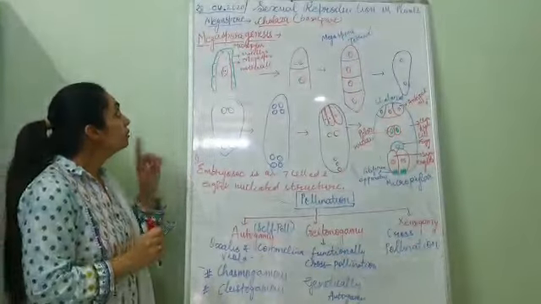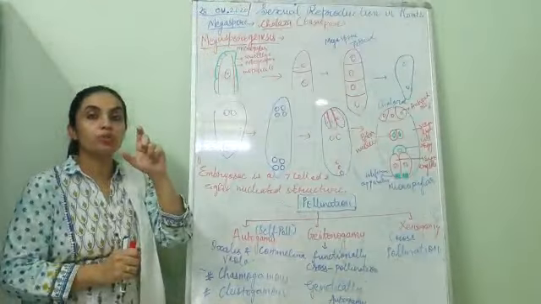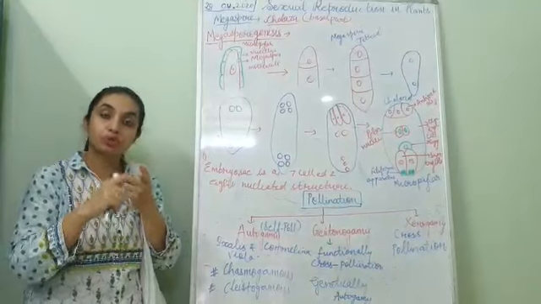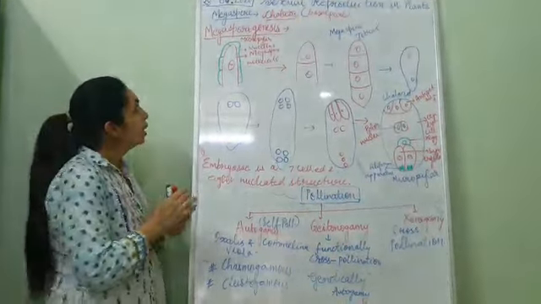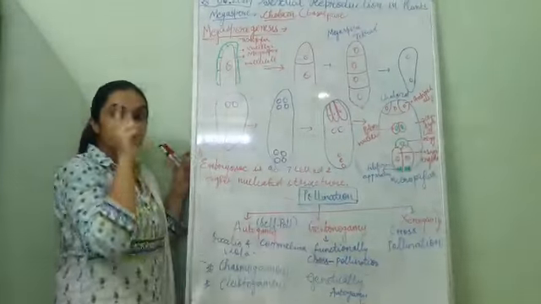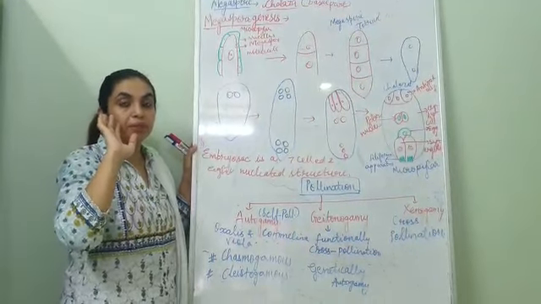Similarly, today we are going to study megasporogenesis. Megasporogenesis is the formation of megaspore which is going to bear the female gamete. Yesterday we discussed the structure of ovule, if you remember.